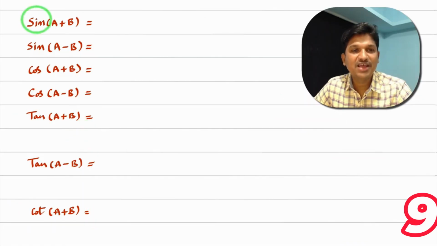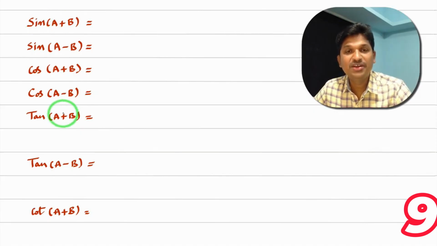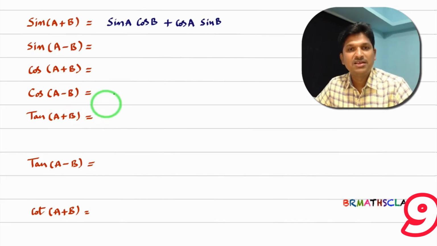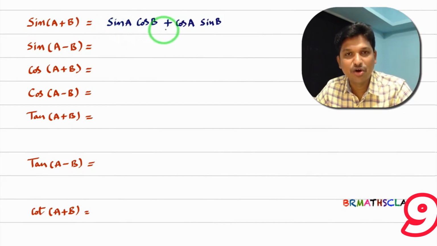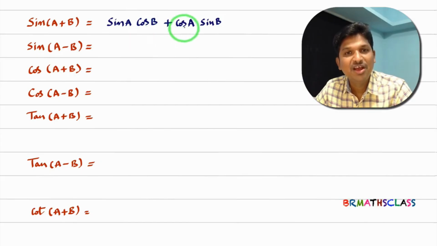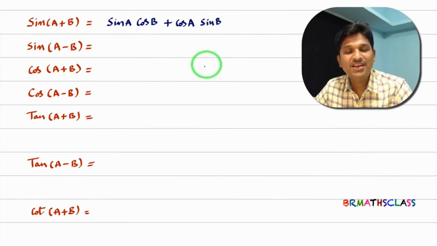Compound angles. Sin(a+b). What is the formula for sin(a+b)? The formula is sin a cos b plus cos a sin b. You see here, first sin, next cos. Sin a cos b plus cos a sin b. It is easy to memorize this formula.